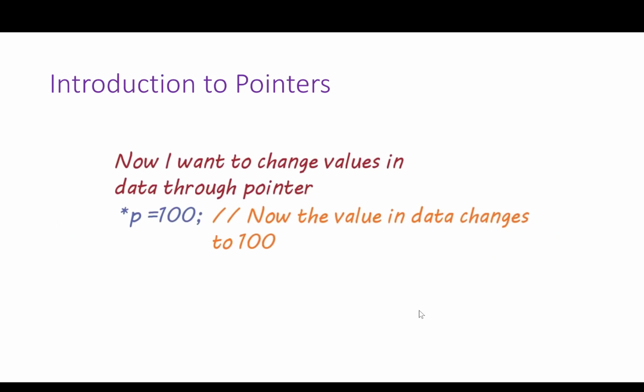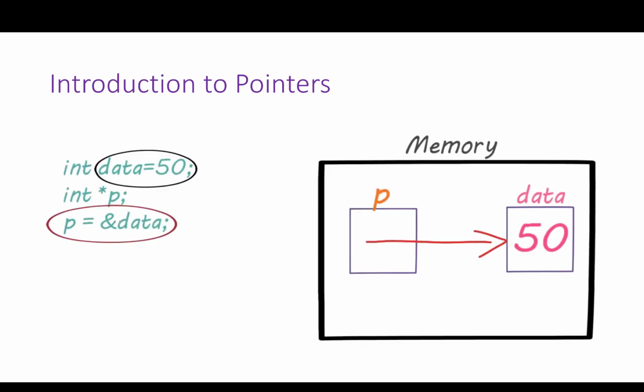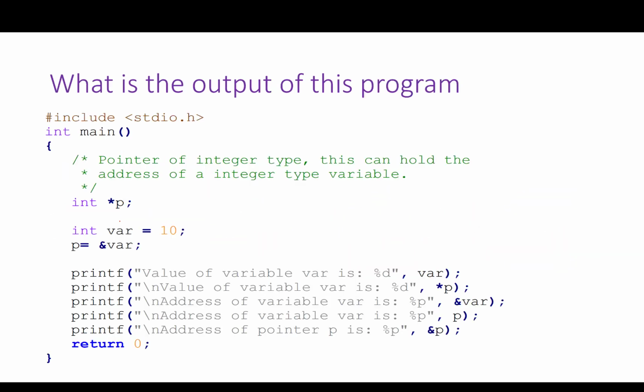And then if I want to change the value from 50 to 100, I'm just going to write asterisk p equals 100. This will change the value in data into 100. And then we had this example, mainly trying to tell you: remember, this gets the value which the variable has. This will do the same thing, but using the pointer. This will get the address of the variable. This again will get the value at the address. And then this will get the address of the pointer itself.